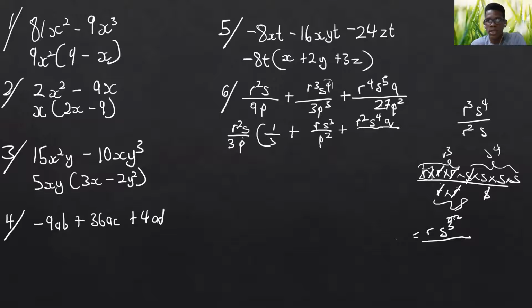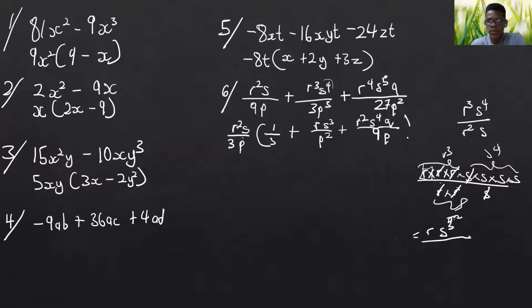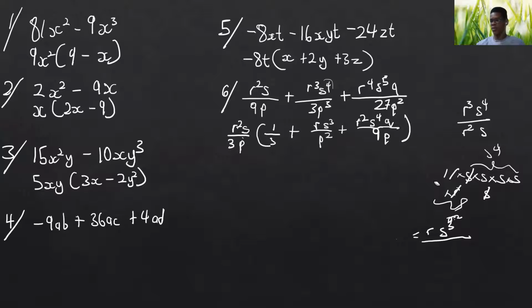Coming down to the denominators, 27p squared divided by 3p. 27 divided by 3 is 9. And p squared divided by p, just subtract the powers when you're dividing these like variables. p squared divided by p will just leave us with p. Okay, my 9 looks like a cube. This is a 9. This is p. And that is the answer. Any queries there?